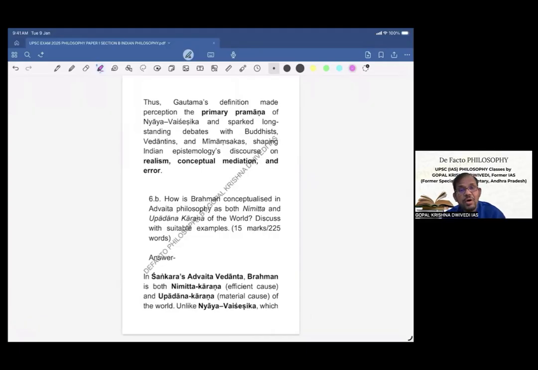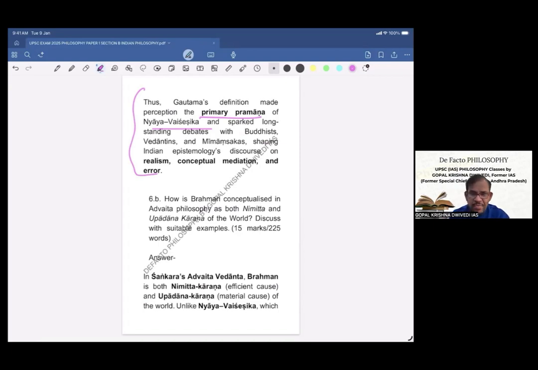Thus, Gautama's definition made perception the primary pramana of Nyaya-Vaisheshika and sparked long-standing debates between Buddhists, Vedantins, and Mimamsakas, shaping Indian epistemology's discourse on realism, conceptual mediation, and error. So these are the concluding remarks as far as the 300-word, 20 marks question is concerned. Roughly, it sums up what we have discussed earlier.